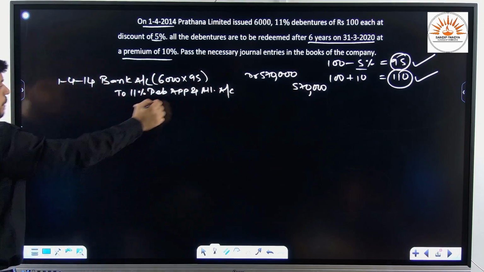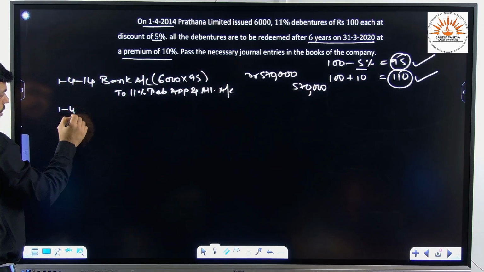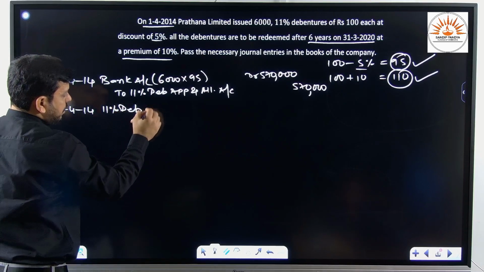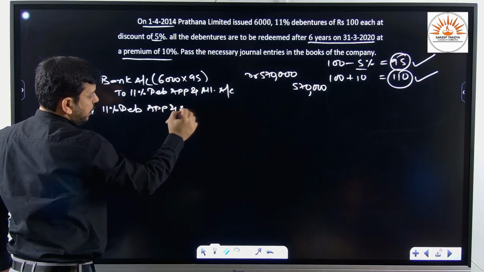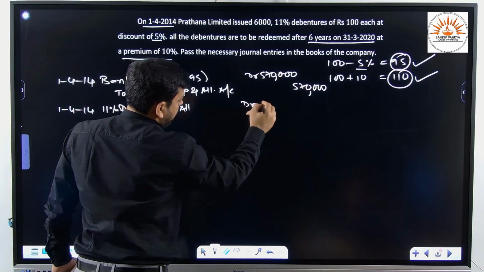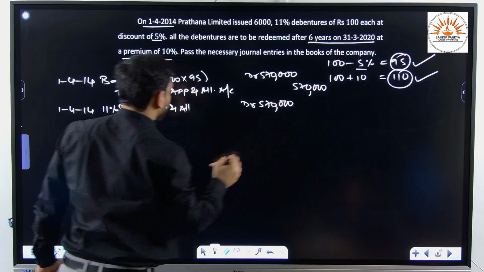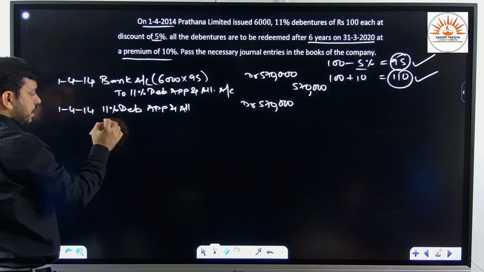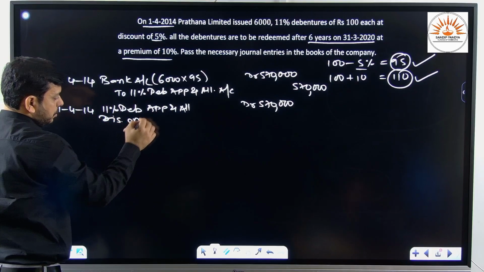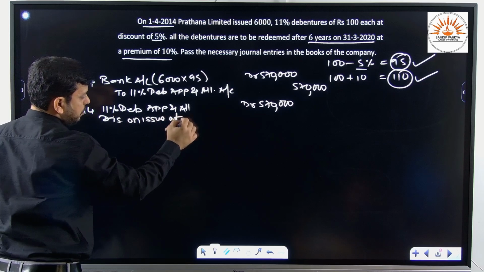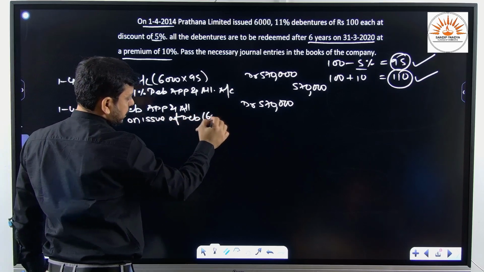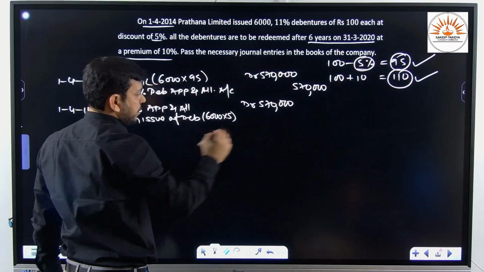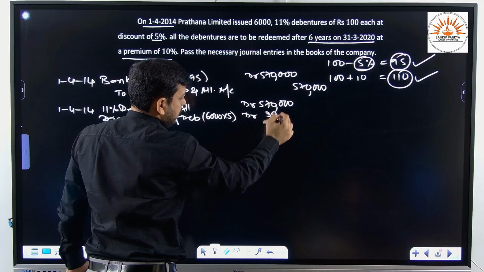As we know, we need to close the application and allotment account on the same date. 1st April 2014, we shall write 11% debenture application and allotment account. By what amount? That we know, 5,70,000. But on the same date, we have given a discount to the debenture holder. So we shall debit discount on issue of debenture, that is 6,000 into 5. See here, this value is 5% of 100, that is 5. So we shall debit by 30,000.